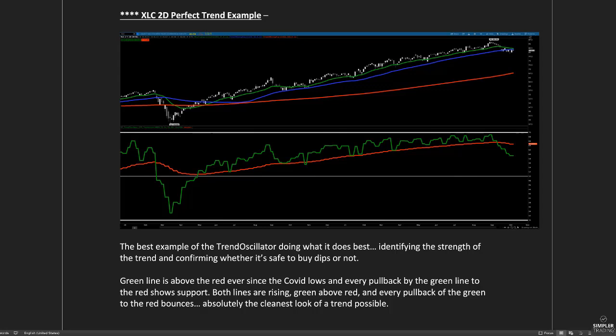Today I'm going to be showing you how to use the trend oscillator, which is one of my indicators that will be coming out in January of next year. It's also one of the main indicators that I use pretty much to trade everything. It is one of two momentum indicators that I use. The first one is the high-low oscillator, and the second one is the trend oscillator.